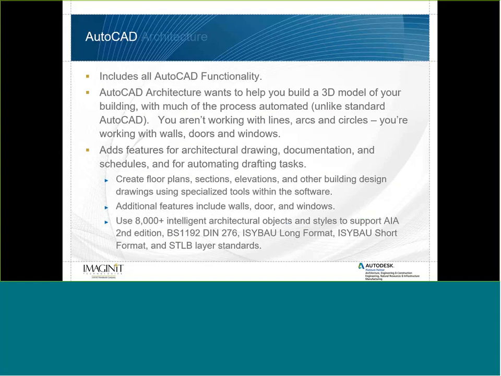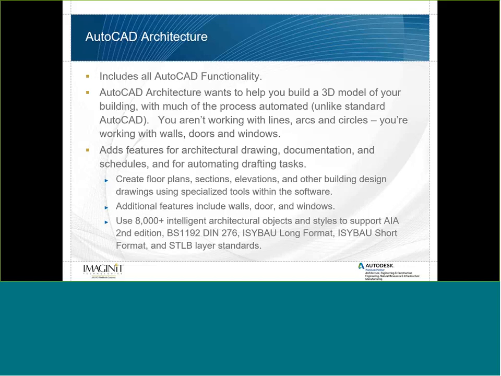So the next piece we're going to talk about is AutoCAD Architecture. This includes all the same AutoCAD functionality you're familiar with, but AutoCAD Architecture wants to help you build a 3D model of your building with much of the process automated. Unlike standard AutoCAD, you aren't working with lines, arcs, and circles anymore. You're actually working with walls, windows, and doors.